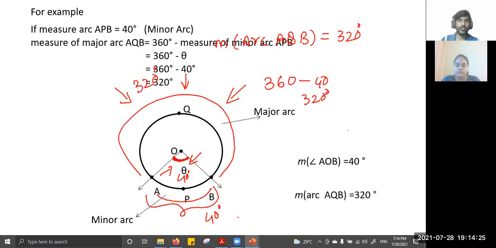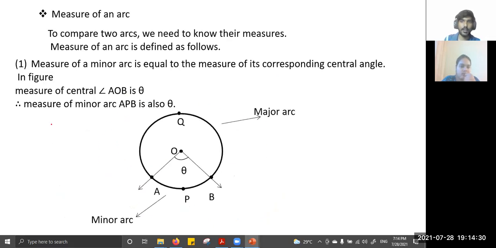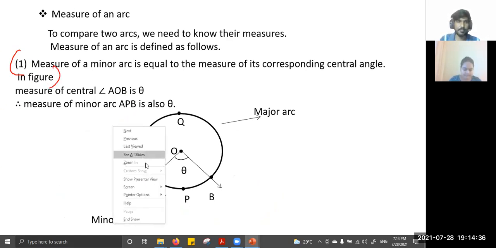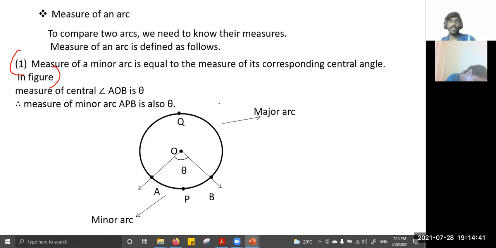I want you to write down this first point and the figure. Give the heading measure of an arc. Under that, write this first point and draw the figure. You can do it roughly.